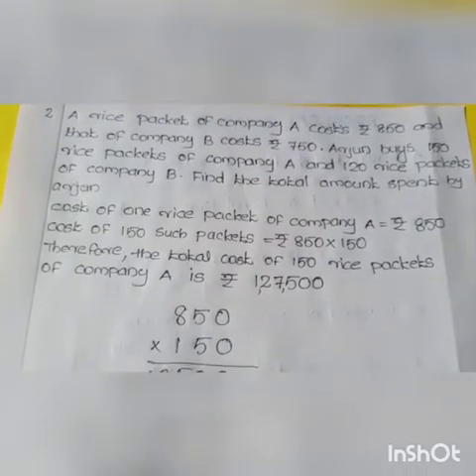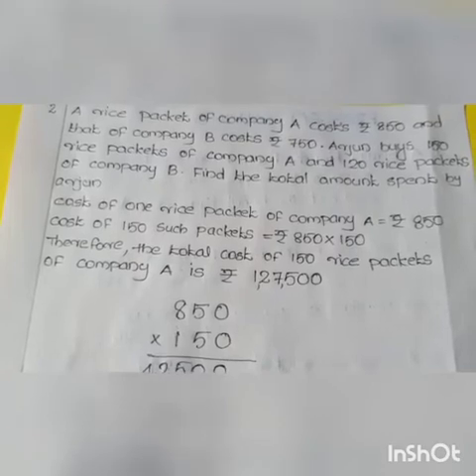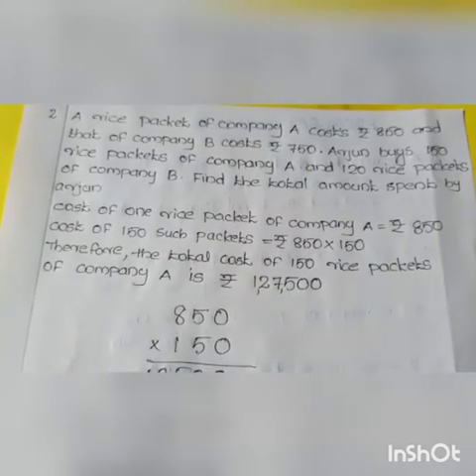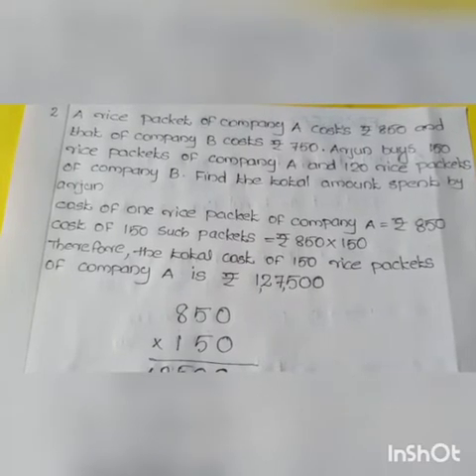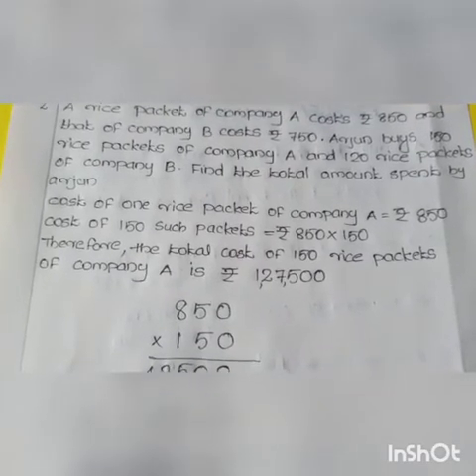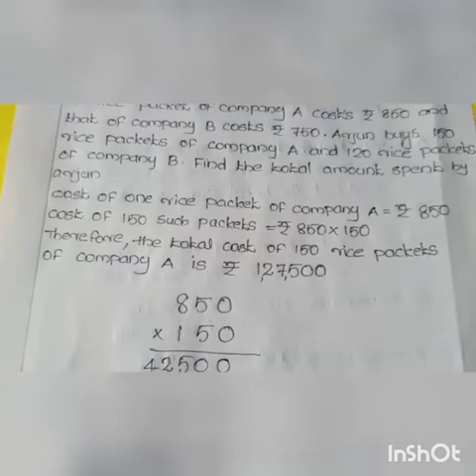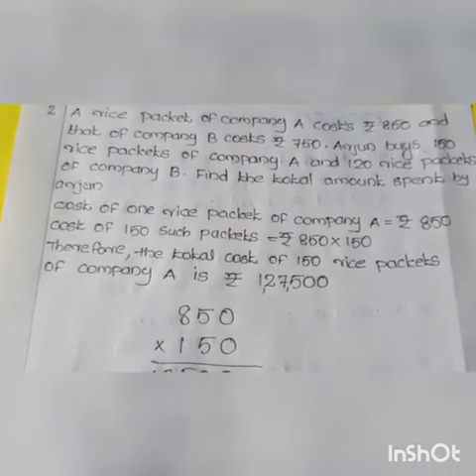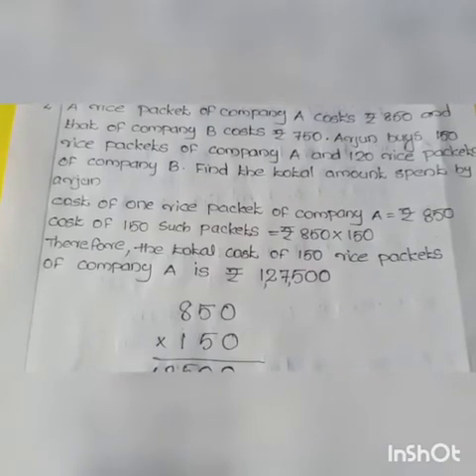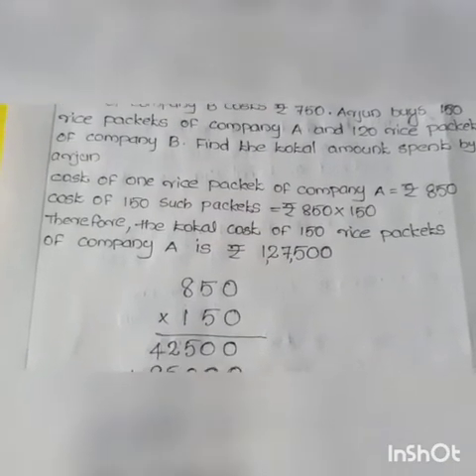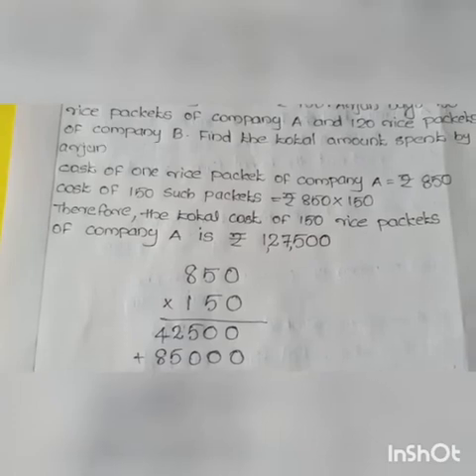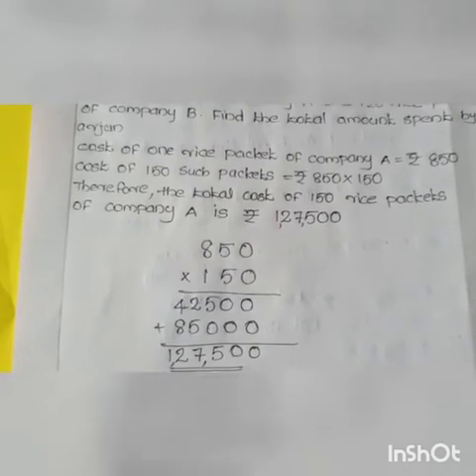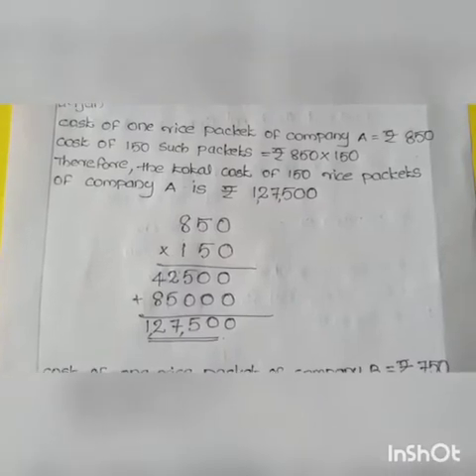So we first write cost of one rice packet of company A is equal to rupees 850. Next, cost of 115 such packets is equal to rupees 815 into 115. So we first multiply these two numbers, then first arrange according to their place values. Then we multiply 815 into 150.